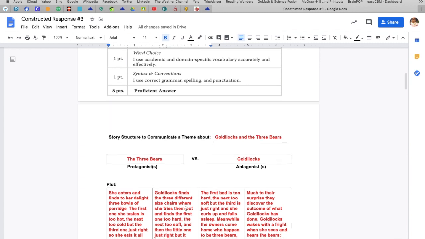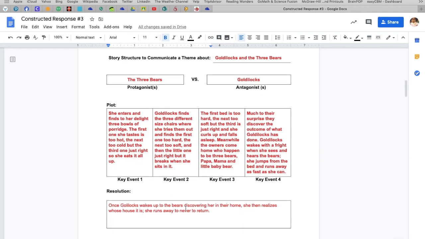As we scroll down, here is my example of a story that I have read. And as you can see, the graphic organizer has changed. So the story structure to communicate the theme about the story Goldilocks and the Three Bears. You'll put your title here. In this box, you'll put the protagonist, the main characters of the story, versus the antagonist, also a character in the story, but the antagonist is most likely against the protagonist, trying to cause some type of conflict in order for them to get to their resolution.